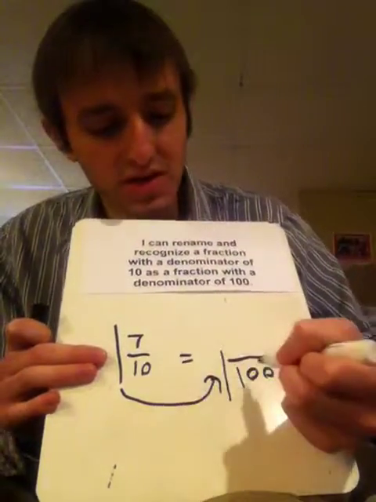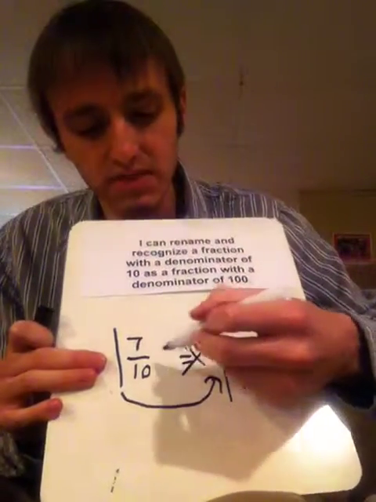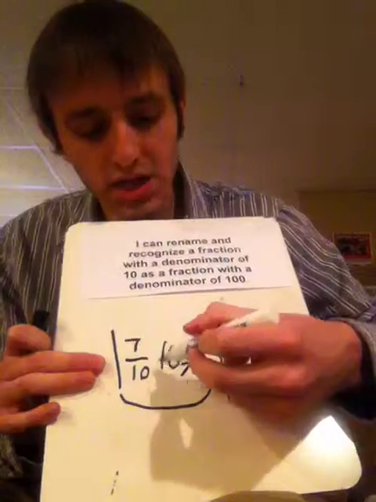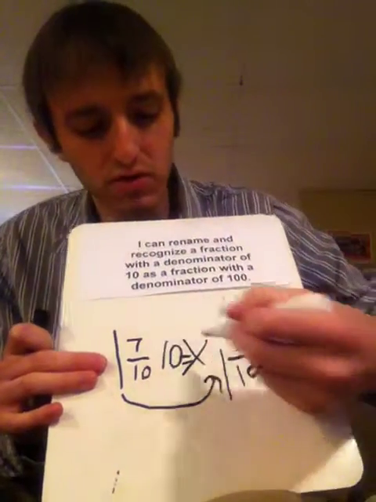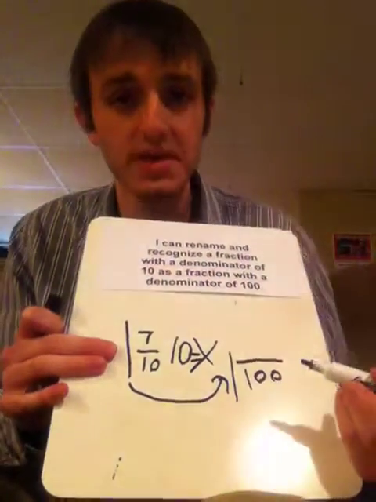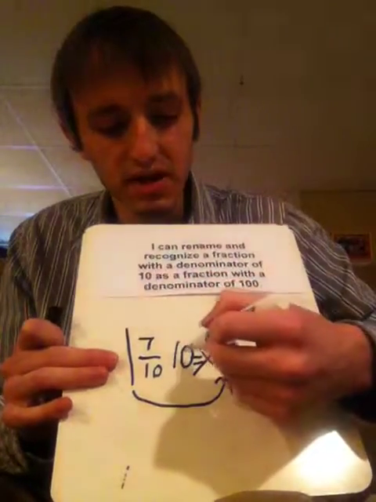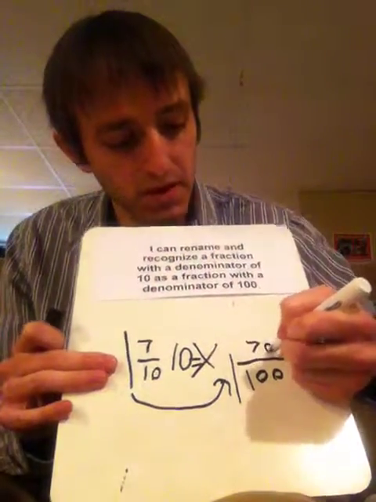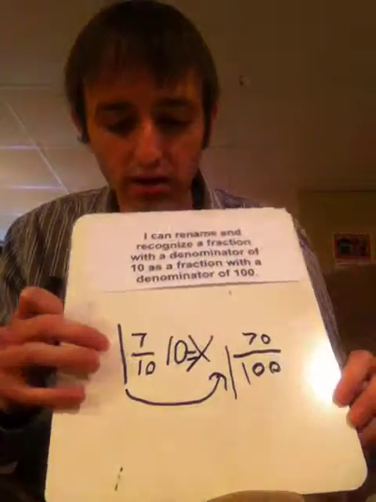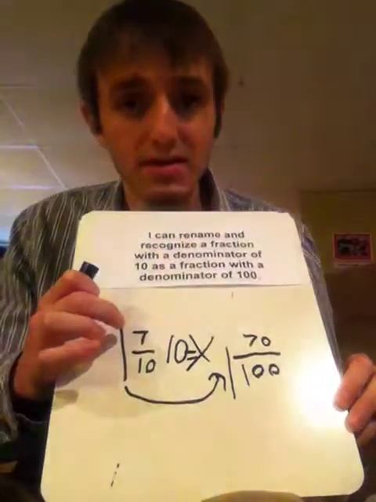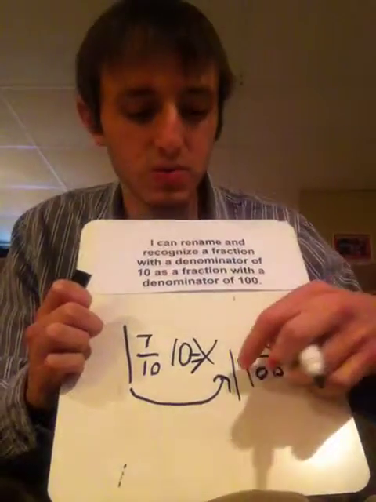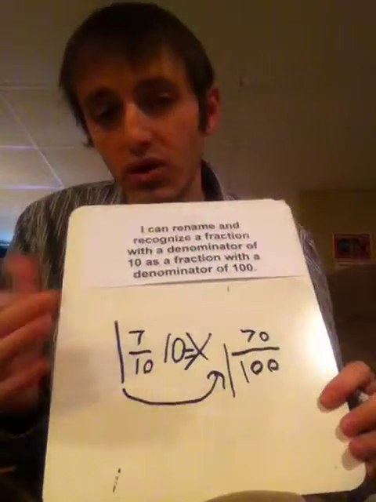So we got to ask ourselves, how many 10s go into 100? Well, it's the same thing. It's still times 10. And do you notice how I write this times 10 big so I don't forget to multiply my numerator as well times 10? Well, 7 times 10 is 70. So, $1 and 7 dimes is the same amount as $1 and 70 pennies. They're both $1 and 70 cents.